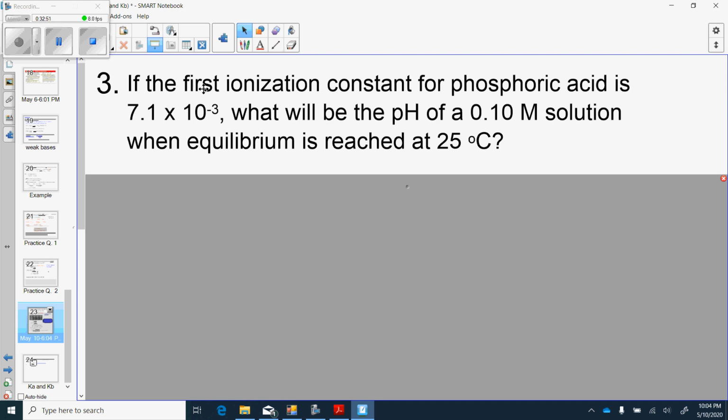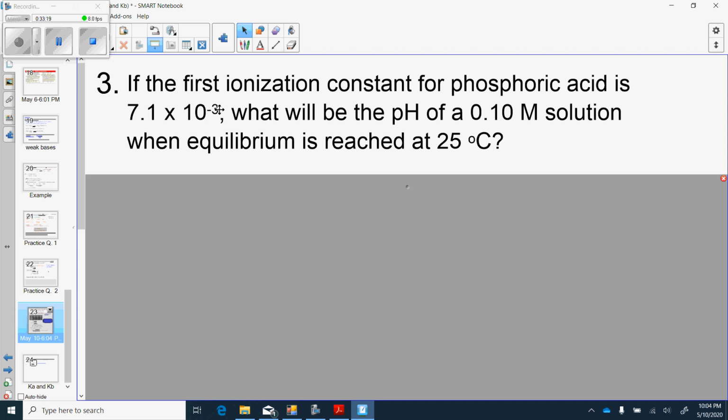So, reminder, first ionization constant, phosphoric acid, H3PO4. It has 3 H's to give away, but it gives each of those H's away one at a time. So we're just going to look at the equation where the first H leaves. It has an ionization constant. That's what Ka is, ionization constant. So the Ka is 7.1 times 10 to the negative 3.